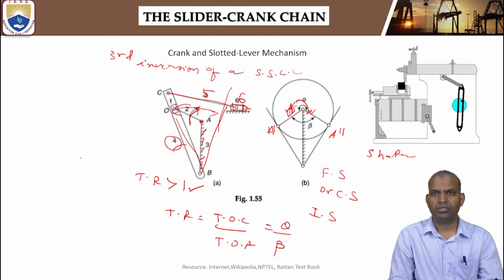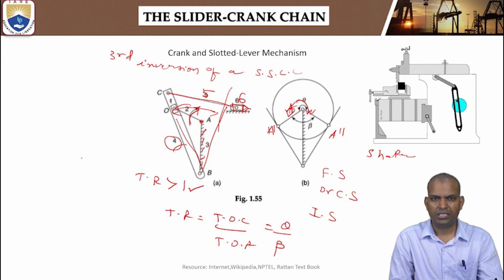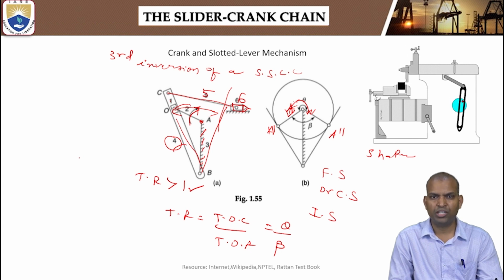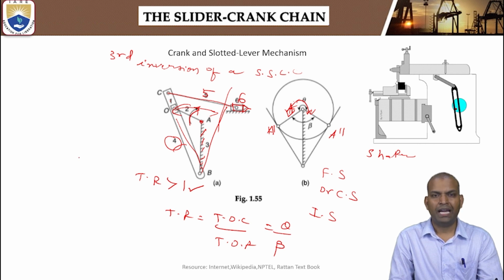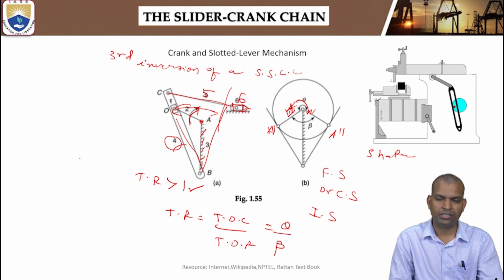Now, let me conclude what we have studied in this session. We have studied the inversions of single slider crank chain. The first inversion is obtained by fixing link 1. The applications of the first inversion are reciprocating engine and reciprocating compressor. And by fixing link 2, the second inversion is obtained. The applications of the second inversion are Whitworth quick return motion mechanism and rotary engine.